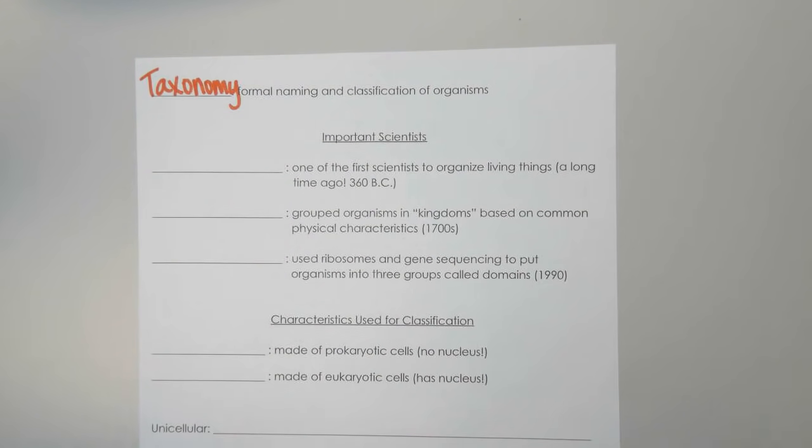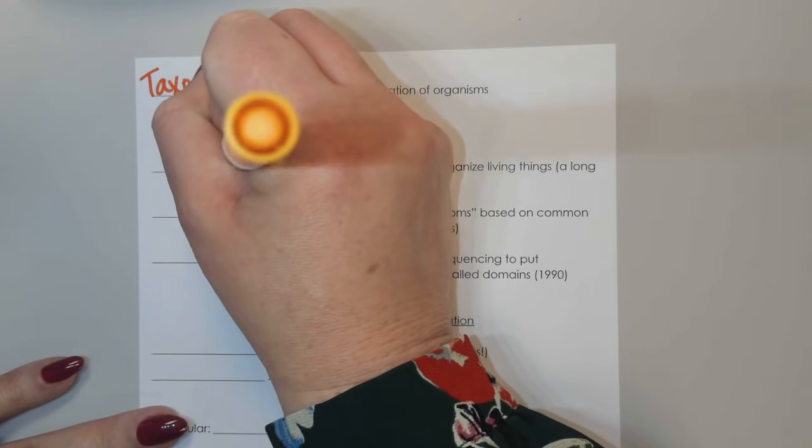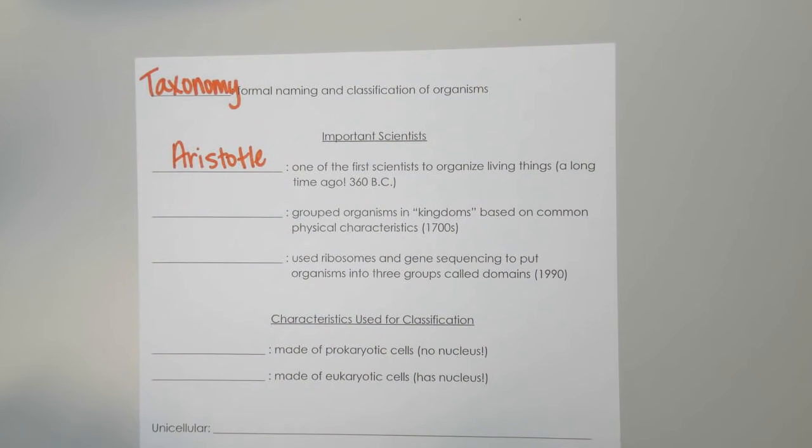So some of the scientists that led us to what we know today, way back a long time ago, we're talking like, it says here BC, Aristotle was one of the first scientists to classify or organize living things. So we're going to put Aristotle. Someone who studied under him started with classifying plants into 3 groups: herbs, shrubs, and trees.